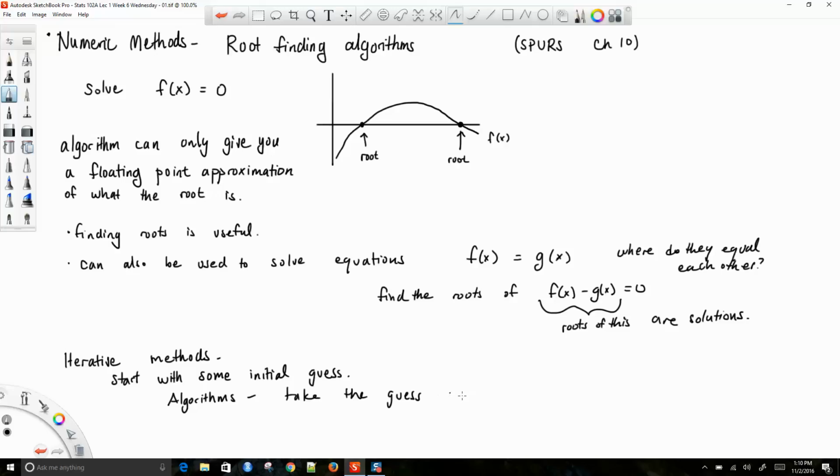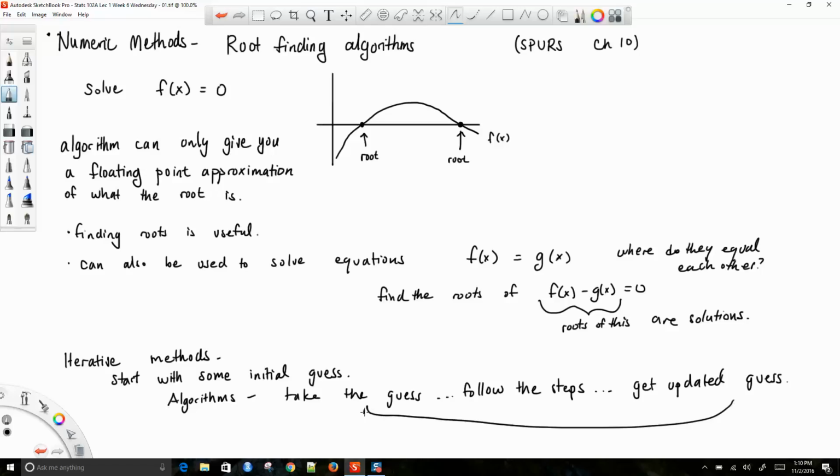and then follow the rules, follow the steps. And you just get an updated guess. And then you just repeat. Now you have an updated guess. And then repeat the process. Okay? Follow the steps, get another updated guess. And you keep going over and over and over again.